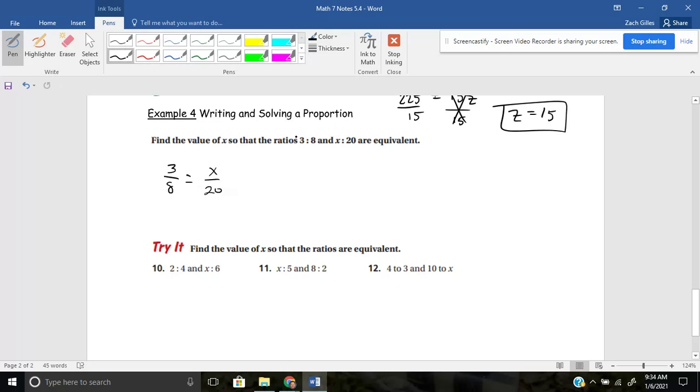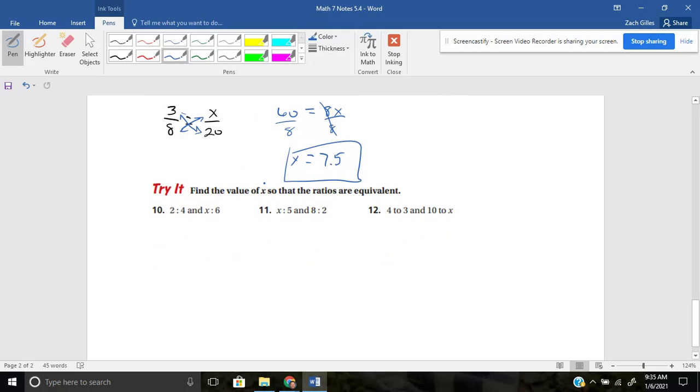Okay, and you can solve this any which way you would like. It doesn't matter to me. I'm going to use the cross products. So 3 times 20 would give me 60. Needs to equal 8 times x. And then to solve this, I would divide by 8 on both sides. So 60 divided by 8 I would get x equals 7.5. Okay, so the first thing you need to do is just write the proportion, and then you can solve it.